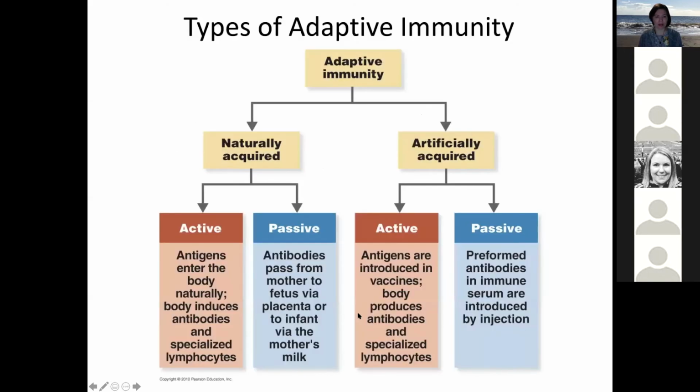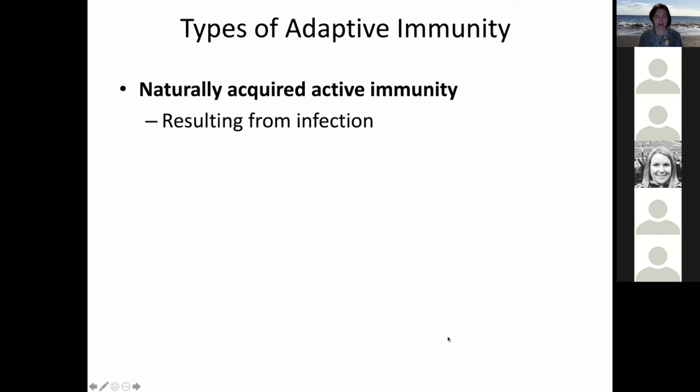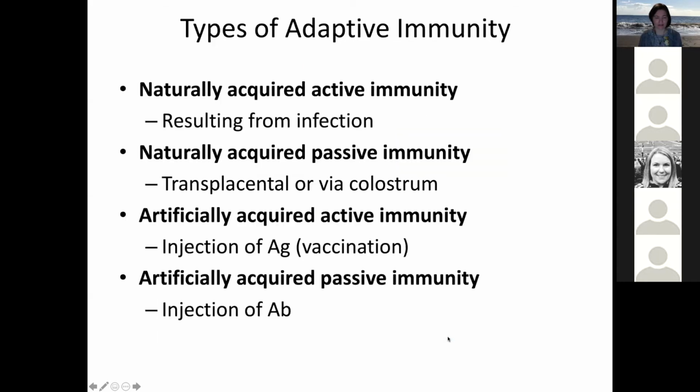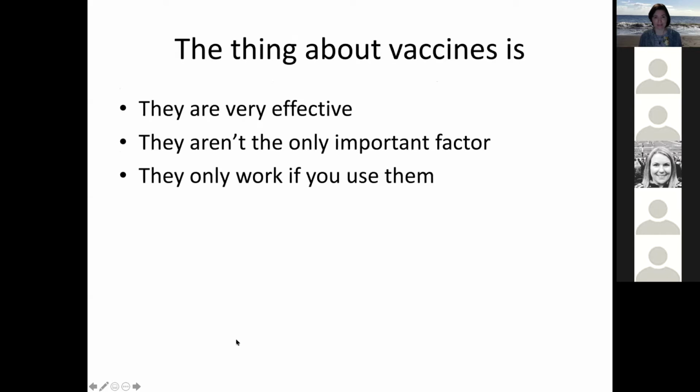Okay, so we've already talked about our 4 types of adaptive immunity, so I'm not going to go over that again. I'm just going to show this slide to remind us of the definitions. Naturally acquired active immunity from infection, naturally acquired passive immunity when you get your antibodies from mom, artificially acquired active when you get a vaccine, and artificially acquired passive when you get injected antibodies.